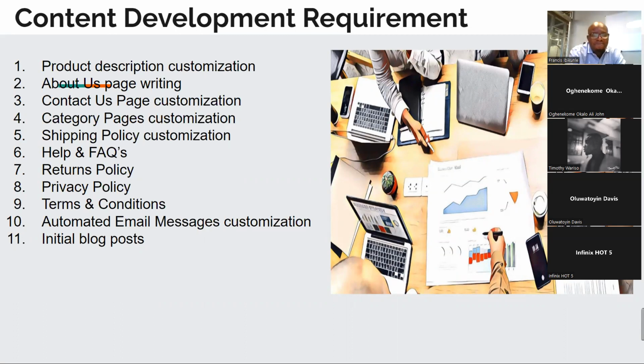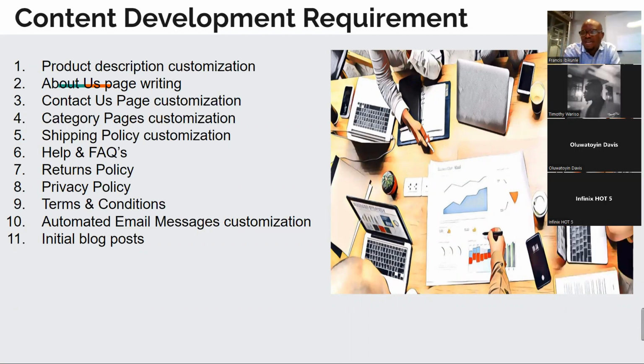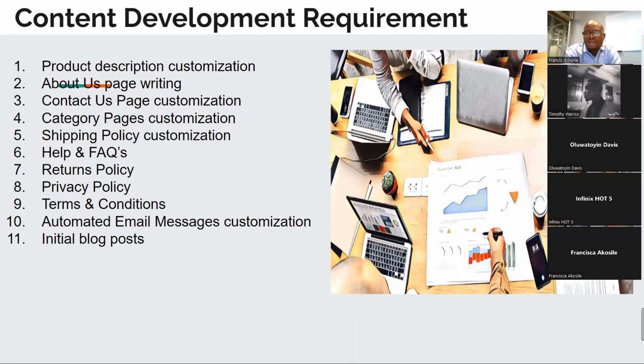Okay, you know what privacy policies you have to describe. Then the terms and conditions. Those are the terms and conditions of doing business with you. So it's a standard. Then we have automated email messages, customizations. There are some email messages when somebody receives an order, if somebody cancels an order, if the order is in progress, and so many other things like that. So those contents you have to think through and have them written down in order to have a very good website.